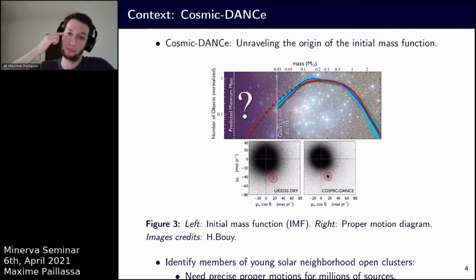And so to do that, we need to detect and measure the position of millions of sources precisely. So we need a precise source detection software. And as one aim of Cosmic Dance is to use the maximum of archives that are available, in order to go to fainter magnitudes and to detect also the faintest parts of the IMF, we also need to have a robust source detection software that can apply to various images coming from different instruments and that can have different image quality.